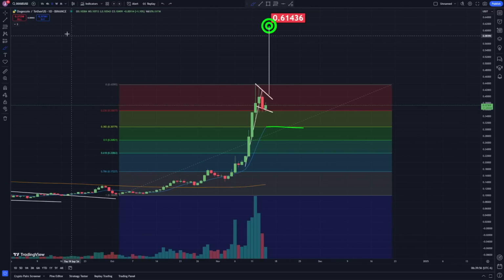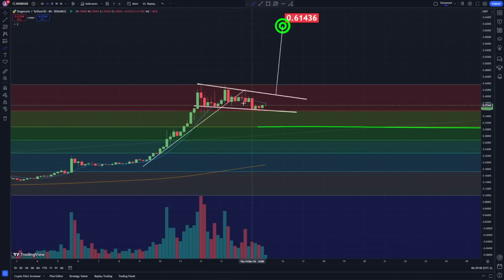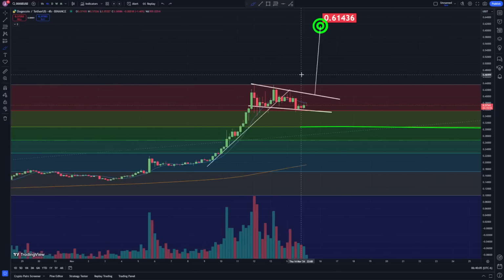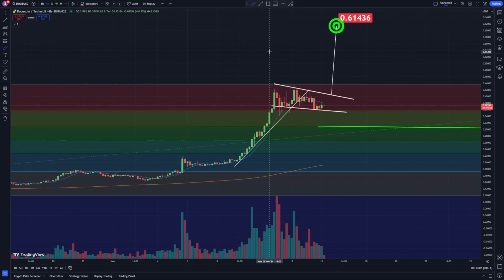But like I've been saying, I'm still holding off. I really want to see us continue in this channel pattern and then break to the upside. That's mainly what I'm looking at. So that's Dogecoin. Let's go ahead and take a look at some other charts though.